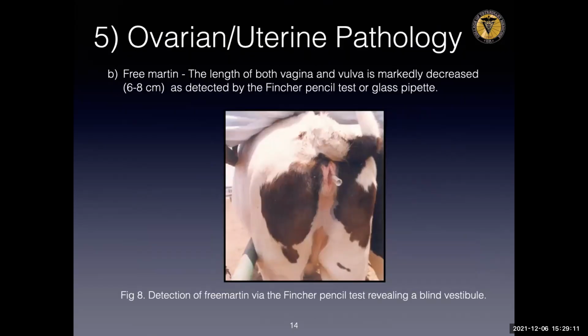Okay, so for you to detect if the animal is really a freemartin, you can do the Fincher pencil test or use a glass pipette, or you may use a commercial tool, the Jorvet, which I will show later on. But basically, the concept is for you to insert something in the vulva to determine the possible length of the reproductive tract, and that will allow you to really diagnose if it is patent and if the animal is a freemartin.